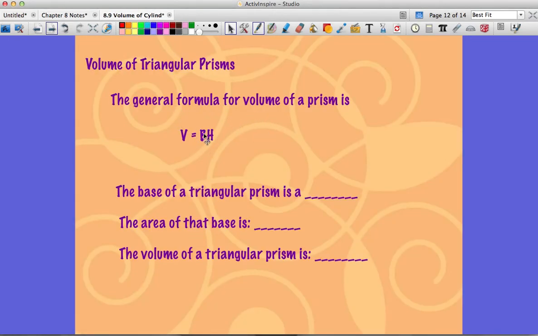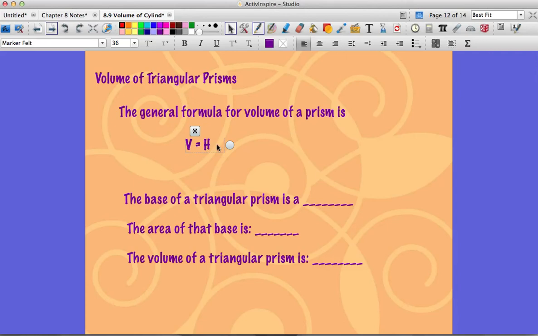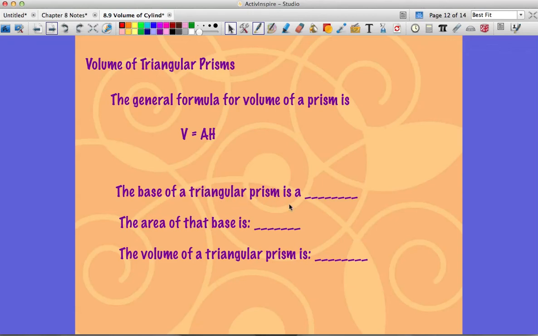All right, so the volume for a prism, again, is area times height. Okay. And triangular prisms have a base that is a triangle. The area formula for that base is half times the base times the height. So the volume formula for this triangular prism will be half times the base times the height times the height of the three-dimensional figure.